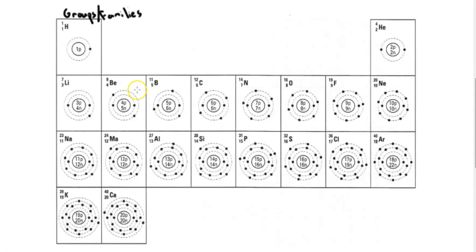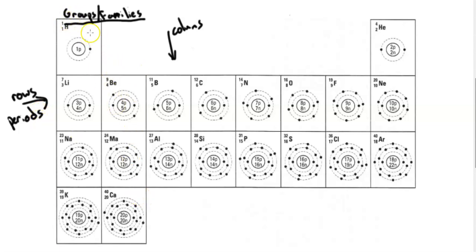The horizontal rows are called what? Columns? No, columns are vertical. Okay, these are columns, right? These are rows. But on a periodic table, the columns are called groups or families, and the rows are called, do you know? No. Periods. You haven't done that? No?